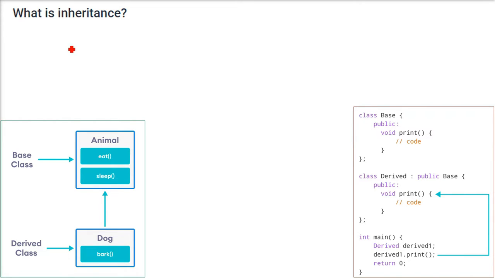What is inheritance? Inheritance means, let me give you a real life example. Your father, his father, and you yourself. Your father might have got something from his father, and you have got something from your father, that is, he is your father and you are his son.